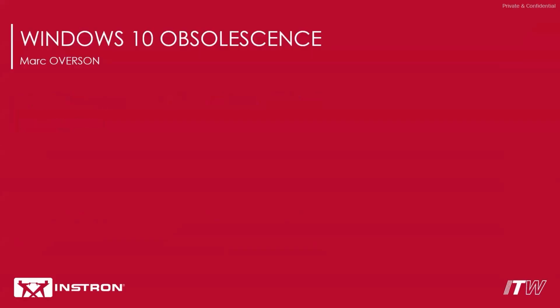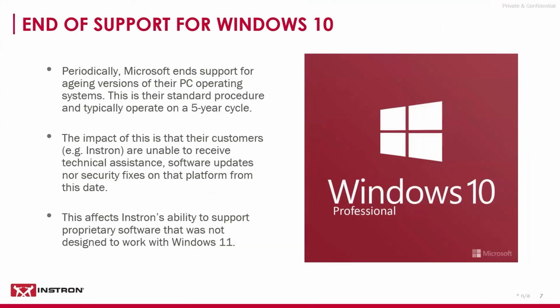So, Windows 10 obsolescence, what does that mean? Periodically, Microsoft ends support for aging versions of their software. It's a normal procedure. It typically is a 5-year cycle, so this isn't something abnormal. The reason we talk about this is the impact it has on their customers, i.e. Instron, is the same as it would have on yourselves as owners of Windows 10. We are unable to receive technical assistance, software updates, or security fixes on that platform from this state of end of support. This ultimately affects Instron's ability to support its software that isn't designed to work on Windows 11.